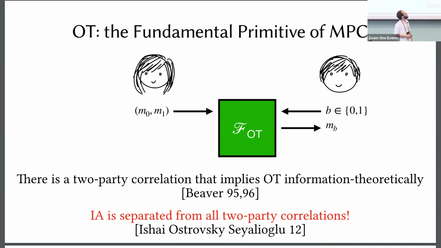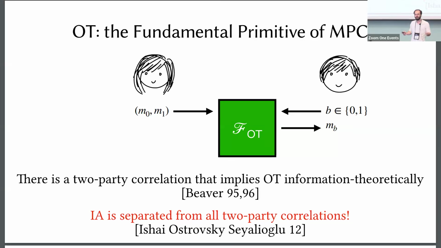All right, so let's start with the fundamental primitive. We'd like to use OT. Unfortunately, we can't, and this is because thanks to Beaver, we know that there's a 2-party correlation that implies OT information theoretically. And then a bit later, thanks to Ishai et al., we know that identifiable abort is separated from all 2-party correlations. So we can't possibly get identifiable abort in general out of just OT, but maybe we can modify it in some kind of minimal way.